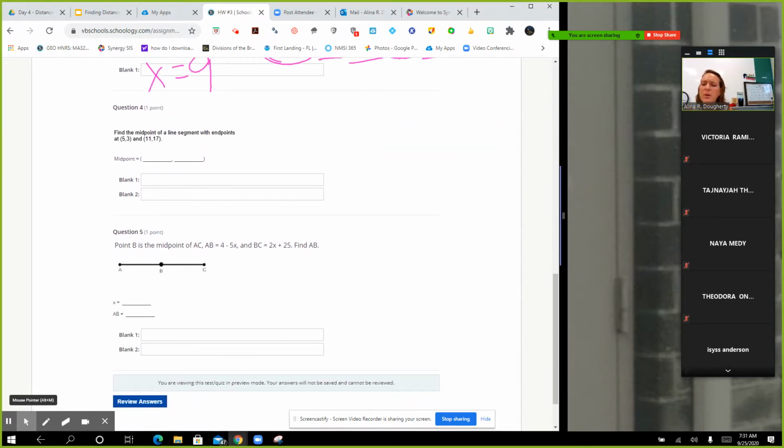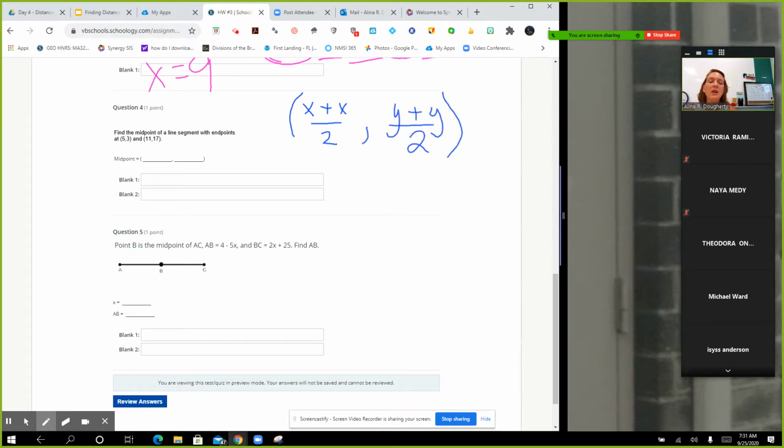What's our formula for midpoint? Anybody remember? Yep. Uh-huh. Exactly. Perfect. And you're finding an ordered pair, right? So you need the parentheses and the comma in between.